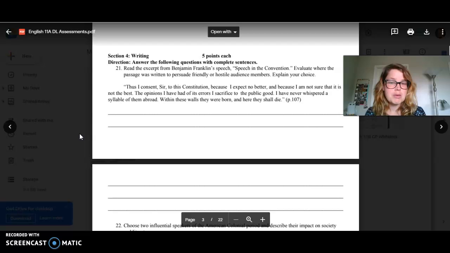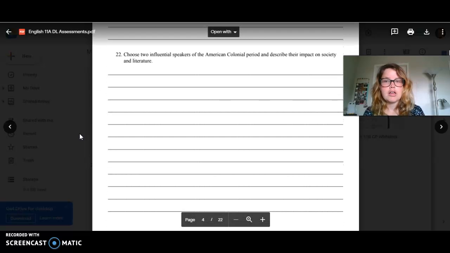If you need help picking this apart, let me know and we can work on that together. And then 22: choose 2 influential speakers of the American colonial period and describe their impact on society and literature. Think back to your performance tasks. Think back to the packet. Who did you read? Why were they important? Write that there.